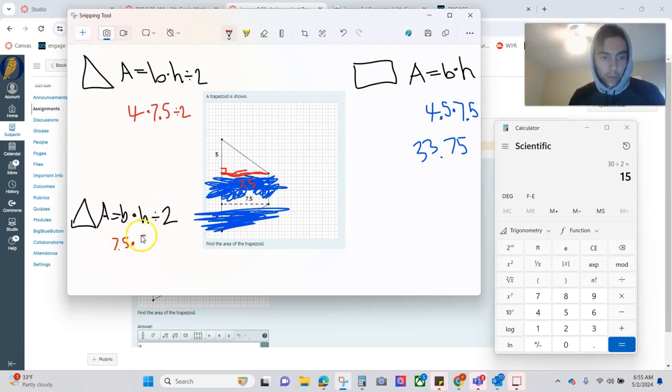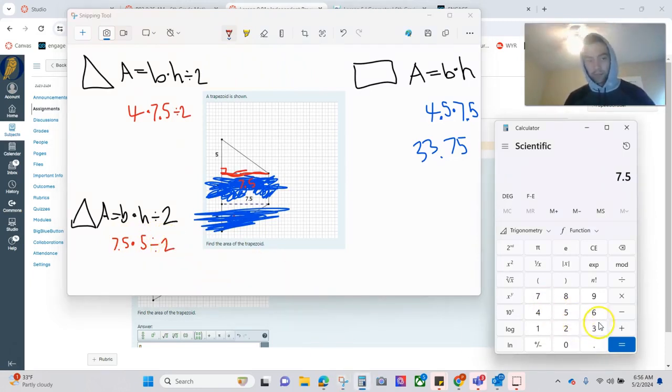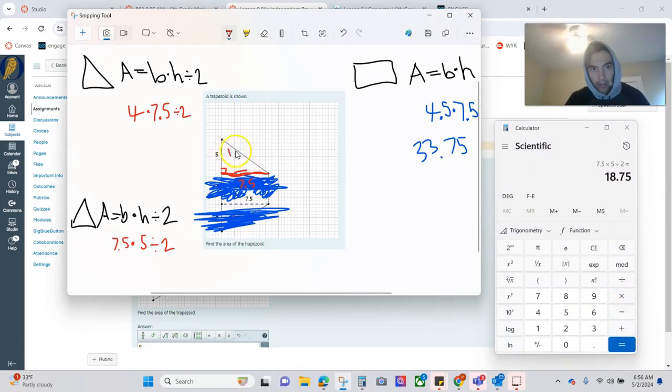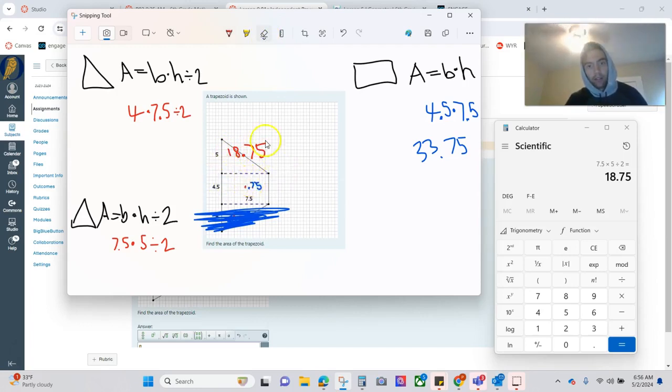Doesn't really matter the order that these numbers go in. You could have 7.5 times 5 or 5 times 7.5. They mean the same thing. You'll get the same answer. Because if you tilt your head sideways, oh, now 5 is on the bottom. 5 is the base, and 7.5 is the height. Lots of ways this could be done. The area of this triangle is 18.75.